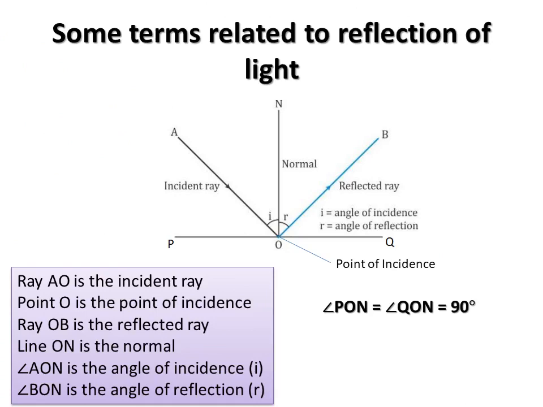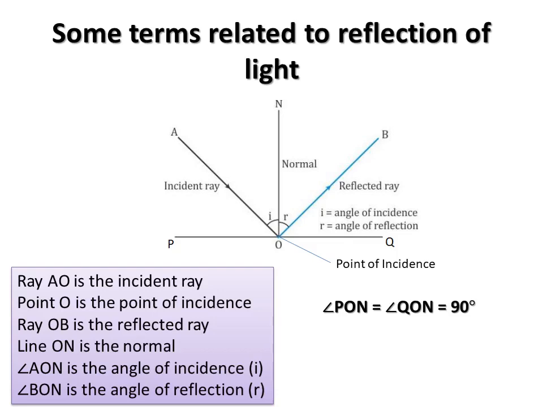Now let us learn some terms related to the reflection of light. For that we need to draw a diagram. Draw a line PQ showing the position of the mirror. Then draw the incident ray AO and the reflected ray OB. Draw a perpendicular to the line showing the position of the mirror, that is PQ, at O. This line ON is called the normal to the mirror. As ON is perpendicular to PQ, angle PON is equal to angle QON is equal to 90 degrees.